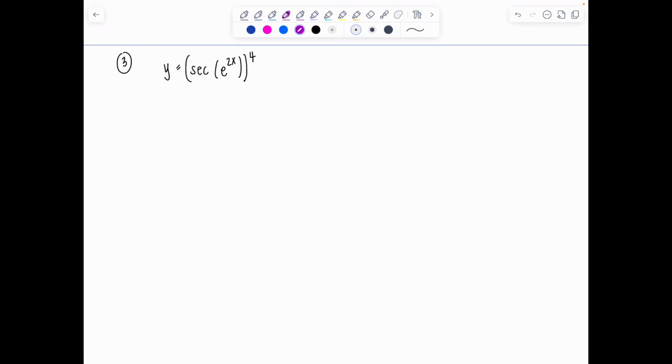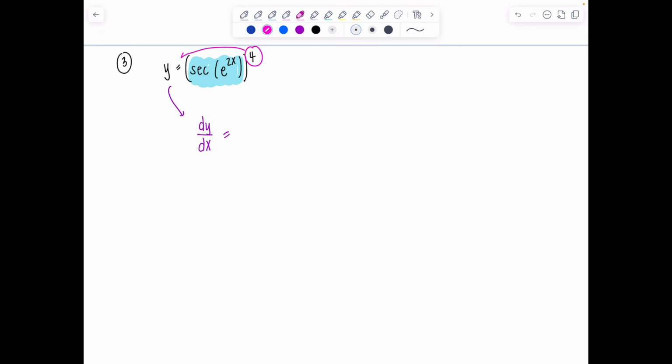you guys right now. So derivative of y equals secant of e to the 2x all raised to the 4th. So y prime or dy dx, remember start from the outside, work your way in. So basically just blur your eyes, don't even look at this too closely. We have something raised to the 4th.